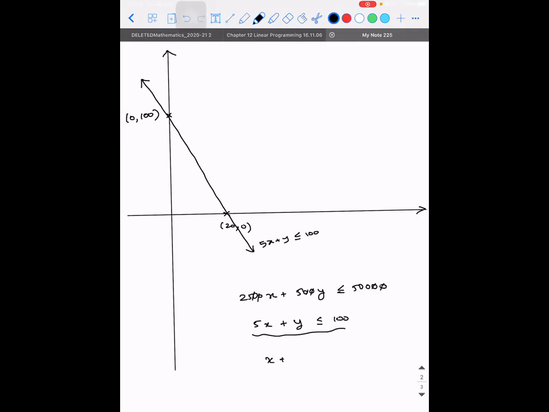What is the other inequality we have in our hand? x plus y is less than or equal to 60. Right? So what can you say, guys? So when I put x is equal to 0, y is 60. So 0, 60. When you put y is equal to 0, x is 60. So 60, 0. When you join these two, this one represents x plus y less than or equal to 60.